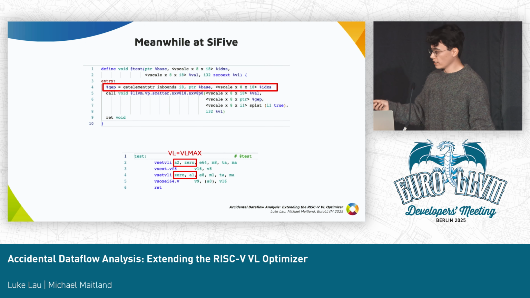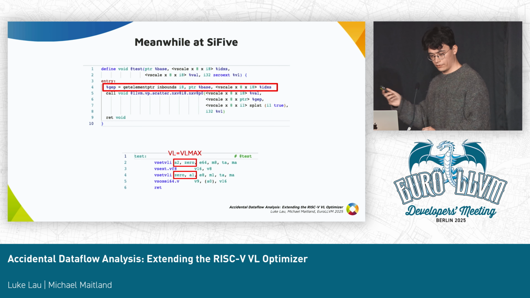But that's where Michael Maitland came in, and he was also looking at EVL tail folding at SiFive, but he was looking at a different problem. The problem that he was seeing was that there's no VP intrinsic for the getelementptr instruction.